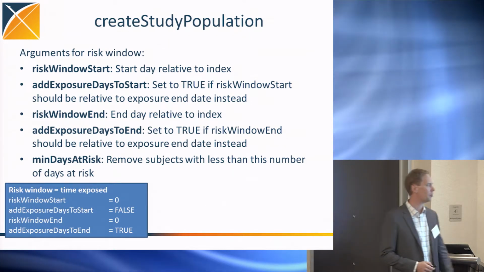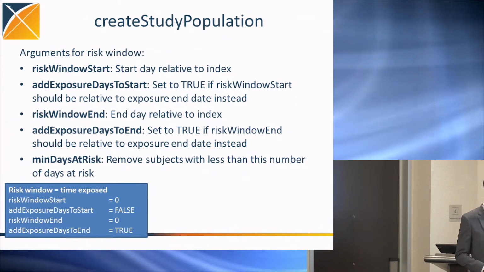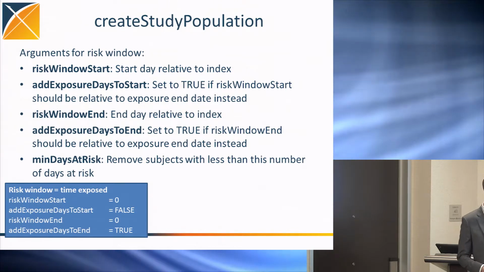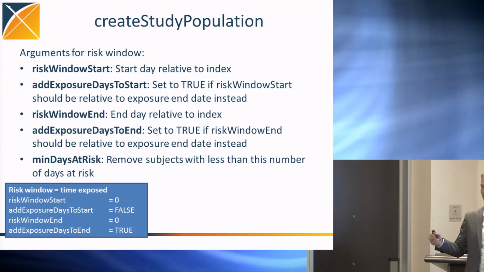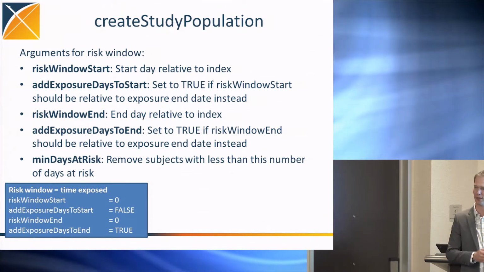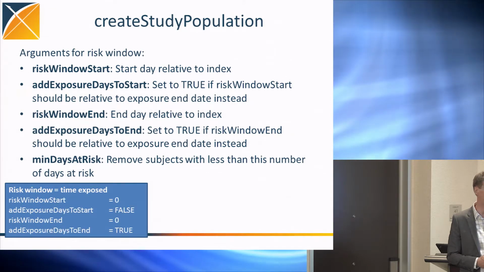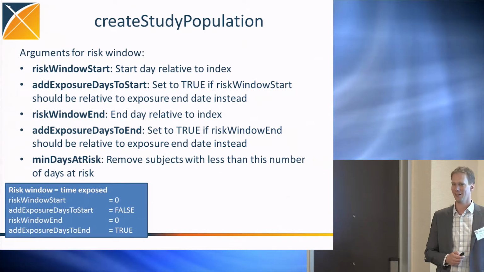So just some examples. When you just want the risk window to be the time exposed, you set risk window start to zero, add exposure days to start false, risk window end is zero, and add exposure days to end true. So that's just basically taking the cohort start and end date as defined wherever you got the cohort from. Anton, can you just explain to me again, sorry, what add exposure days to end means? I don't think I get that.